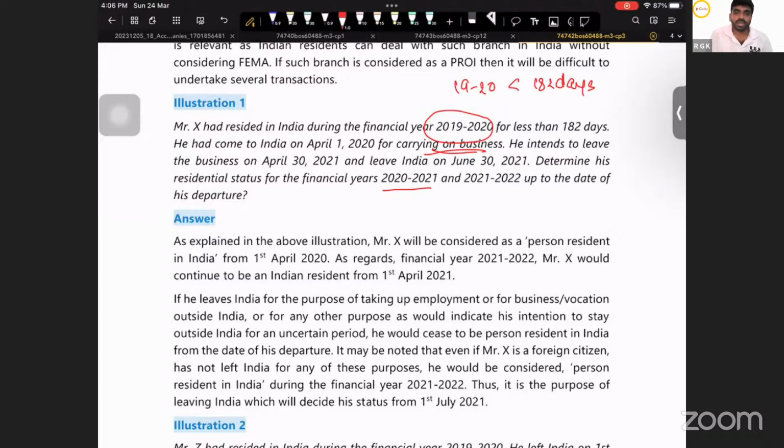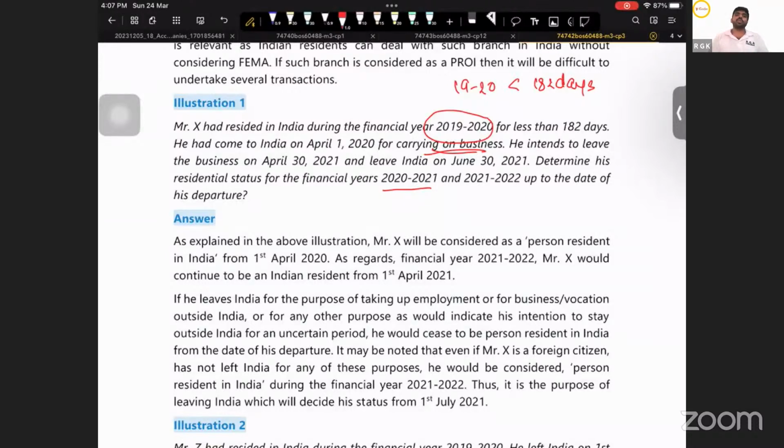As regards financial year 21-22, Mr. X would continue to be Indian resident from 1st April. But if he leaves India for the purpose of taking up employment or business or vocation outside India or for any other purpose as would indicate his intention to stay outside India for an uncertain period, he would cease to be a person resident in India and he will be considered as person resident outside India.